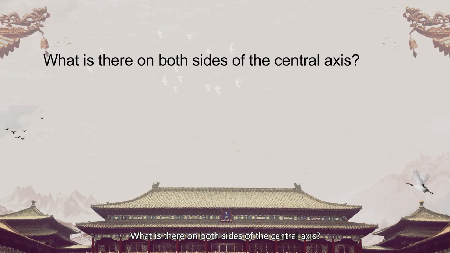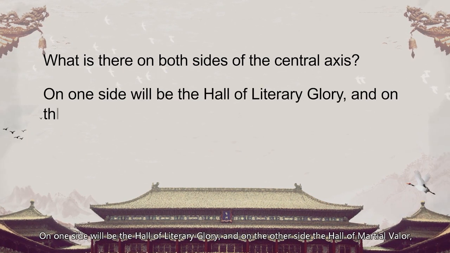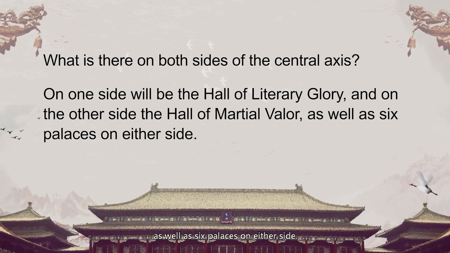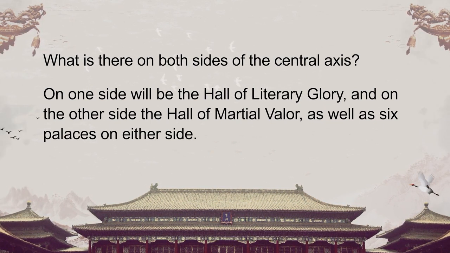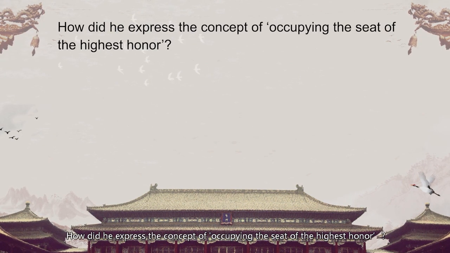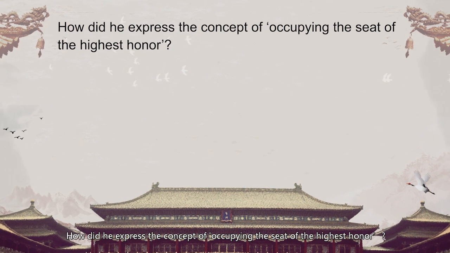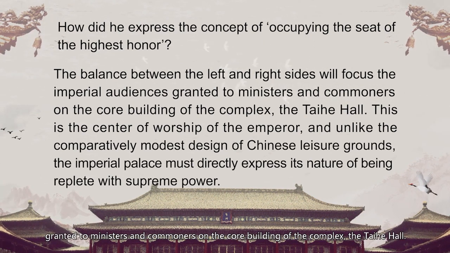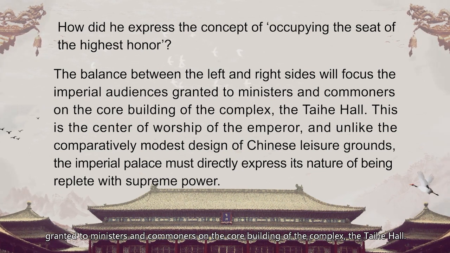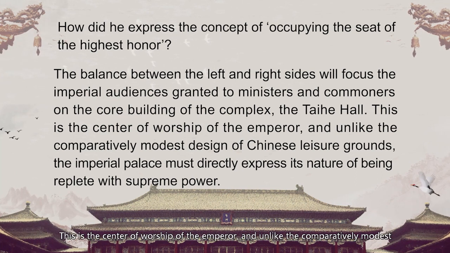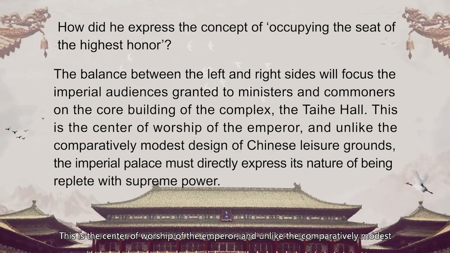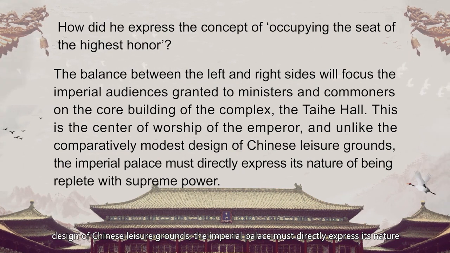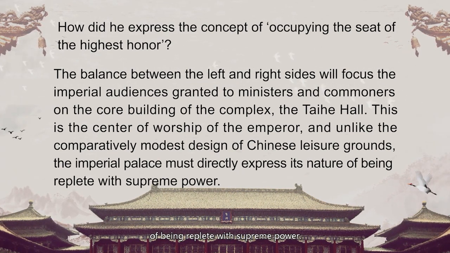What is there on both sides of the central axis? On one side will be the Hall of Literary Glory, and on the other side, the Hall of Martial Valor, as well as six palaces on either side. How did he express the concept of occupying the seat of the highest honor? The balance between the left and right sides will focus the imperial audiences granted to ministers and commoners on the core building of the complex, the Taihe Hall. This is the center of worship of the emperor, and unlike the comparatively modest design of Chinese leisure grounds, the imperial palace must directly express its nature of being replete with supreme power.